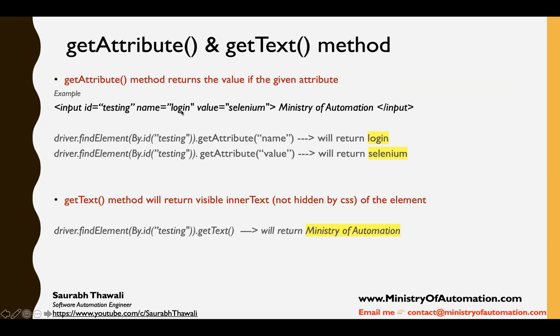So why will you use this? There will be a scenario where these attributes will be very dynamic. This particular attribute's values will be dynamic. So you want to capture them. You will say, okay, get the attribute of this, and then you will capture them and print it. Okay, let me show you.